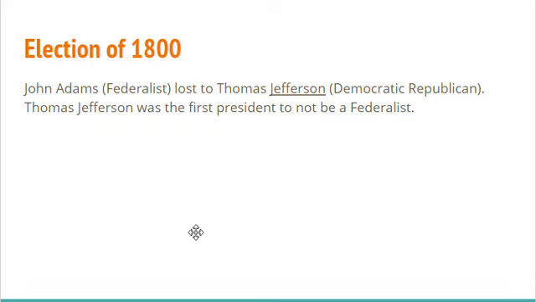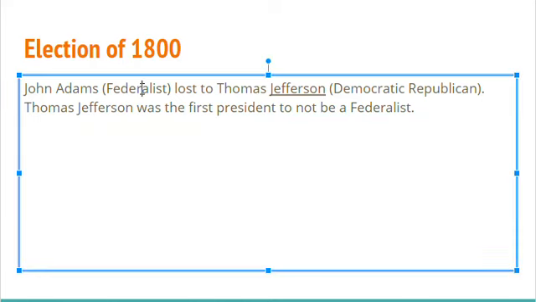And this leads to the election of 1800, and John Adams, who is a Federalist, lost to Thomas Jefferson, who is a Democratic Republican. Thomas Jefferson was the first president to not be a Federalist. So this was the first time that power went from the Federalists to Democratic Republicans, and it was peaceful. There were no wars, it was just an election. People with different ideas won.